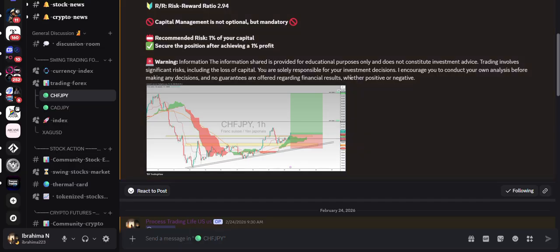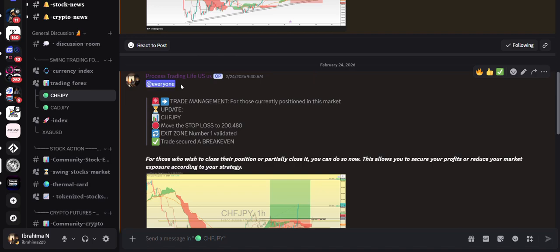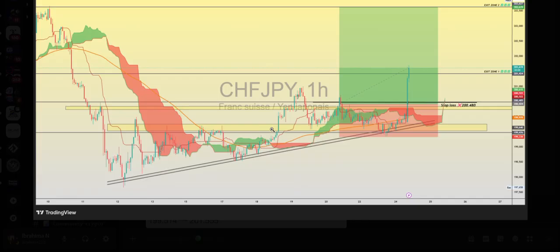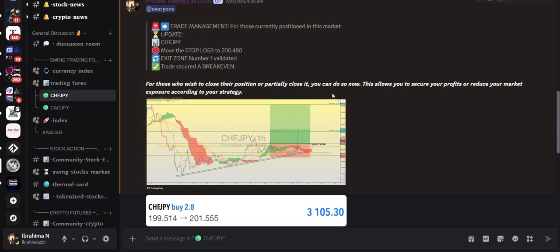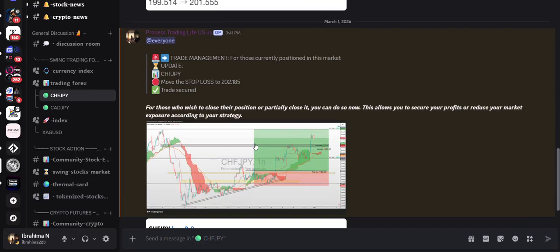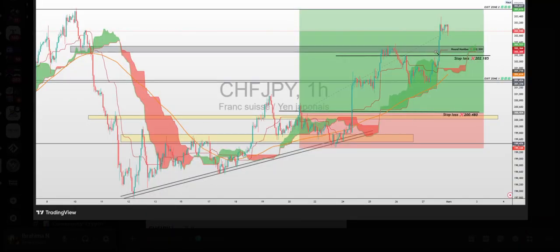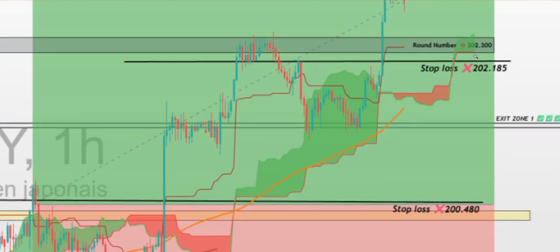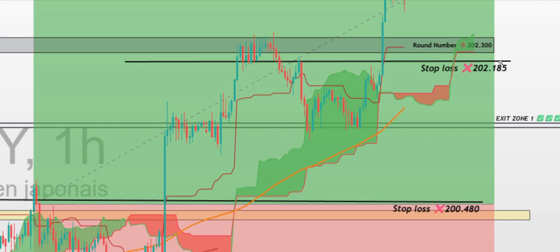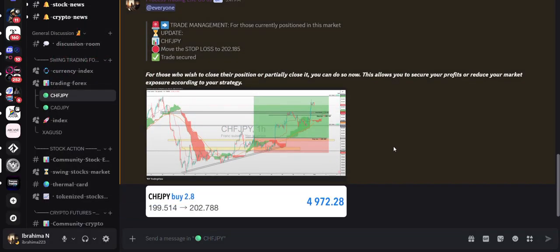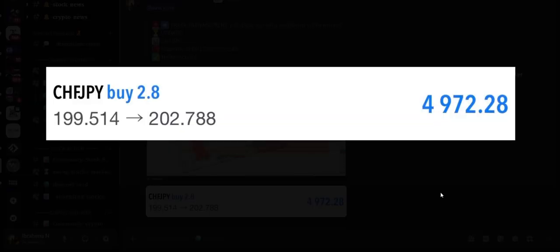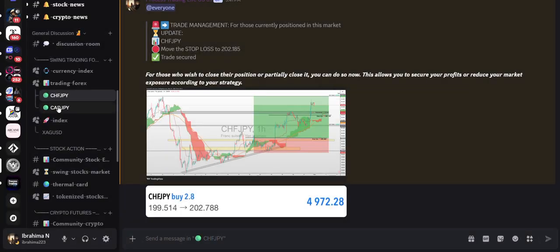After that, on February 24th, we can clearly see that the market made a significant bullish impulse. So immediately I moved my stop loss to break even. Following that, we can see that the market came right here to break through the significant round number zone around the 202-300 mark. So I've moved my stop loss just below that, specifically to the 202.185 level. That's all there is to it. Currently we are up by $4,972.